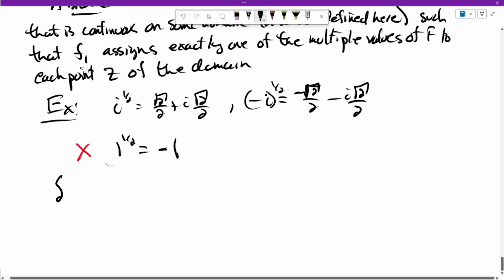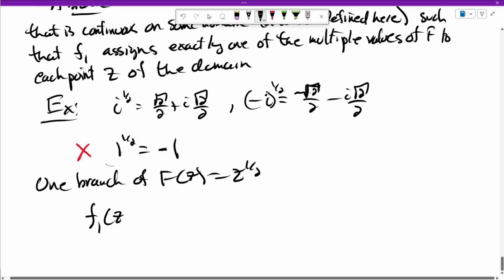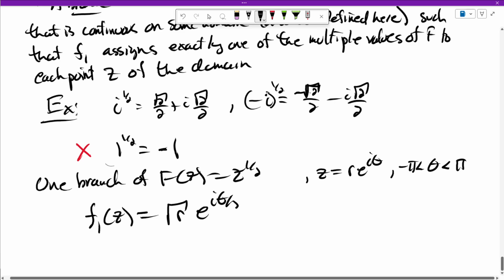Branch 1 is going to be little f1 of z. Let me label it. Here's one branch of the square root. For little f1 of z, we're going to write z in polar form, where we demand that the argument is between negative pi and pi. So then f1 of z should be what? Well, it should be take the square root of r and then half the angle.